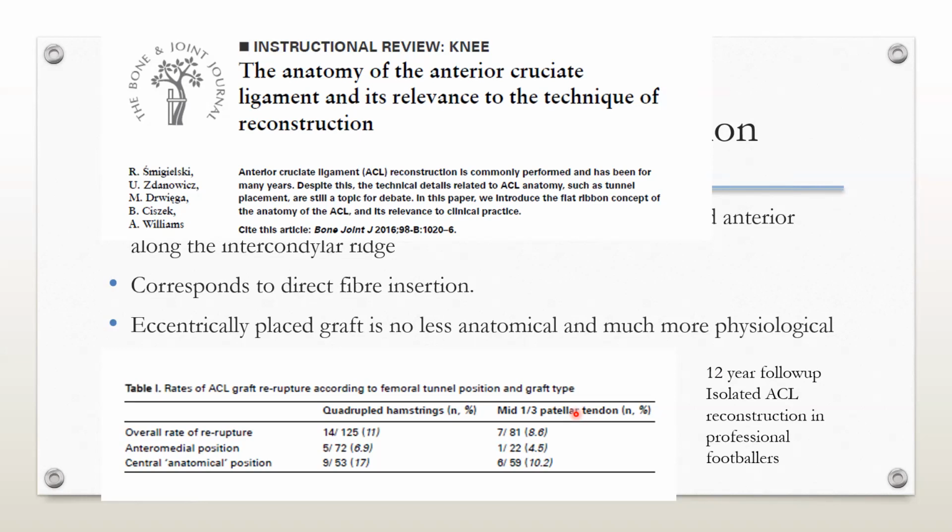Sometimes if the graft is not really functional and the person is not returning to the same level of activity, obviously it won't retear. So that aspect is also there. So whether they are able to return should also be studied. Yes, sir.